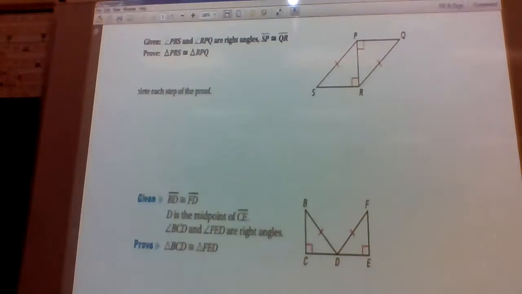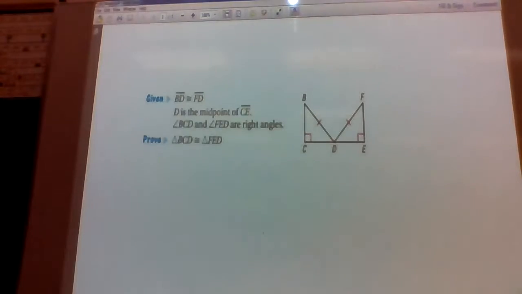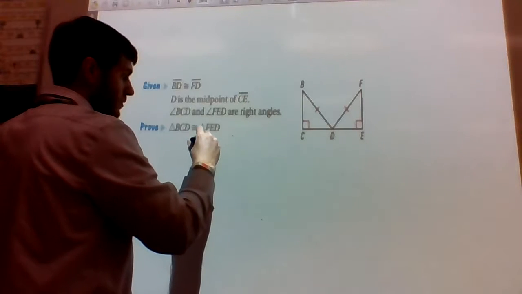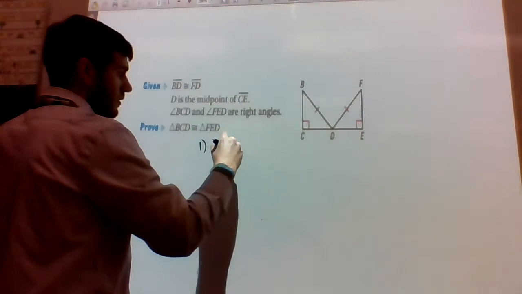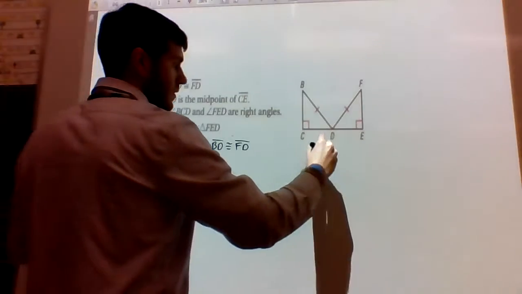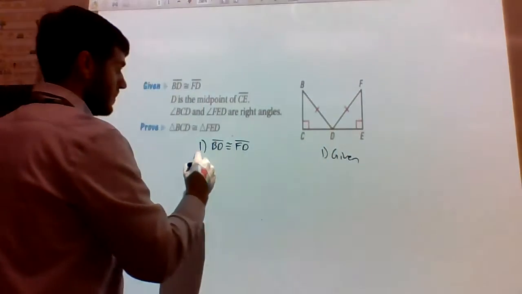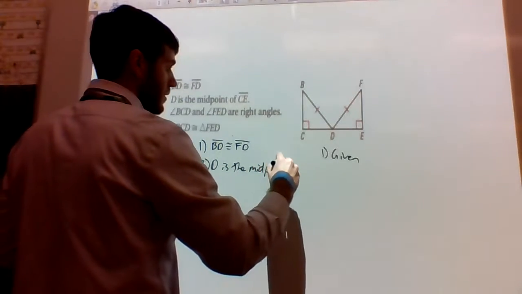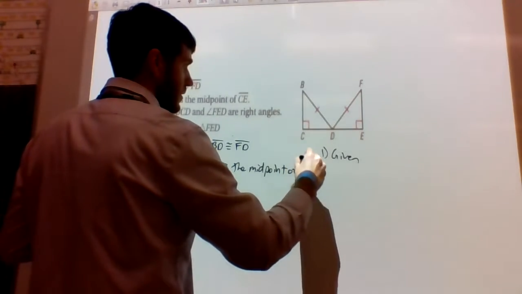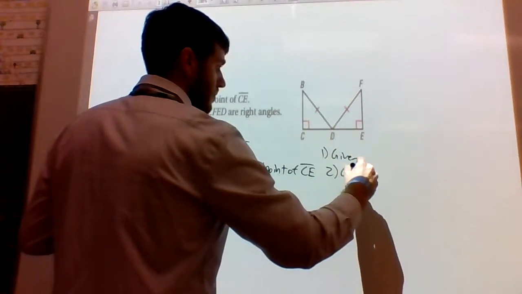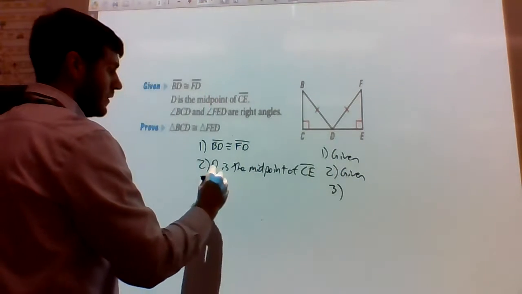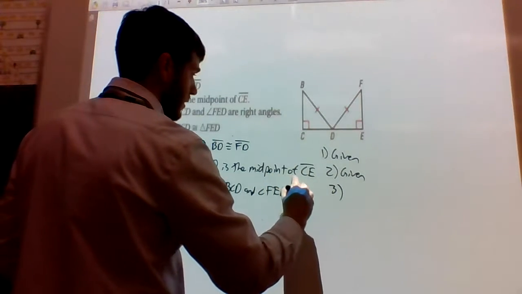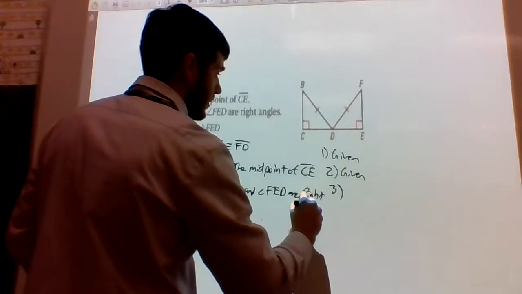Okay, let's go to the next proof. This one has 3 givens, so again, first step in the process is to write the givens. So BD is congruent to FD. D is the midpoint of CE. And angle BCD and angle FED are right angles.